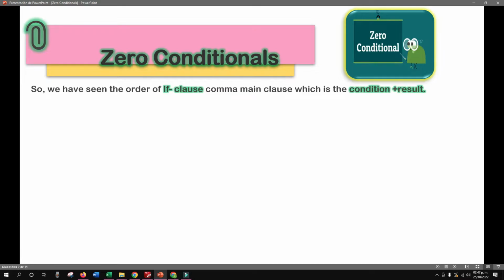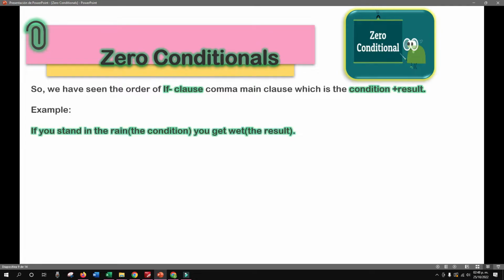So, we have the order of if clause, comma, main clause, which is the condition result. Es lo que les decía anteriormente, ¿verdad? ¿Cuál era la estructura principal? If clause primero, luego la coma, luego la main clause o la oración principal, ¿verdad? Entonces, eso es condition plus result. Condición más el resultado. Example, if you stand in the rain, the condition, you get wet, the result.